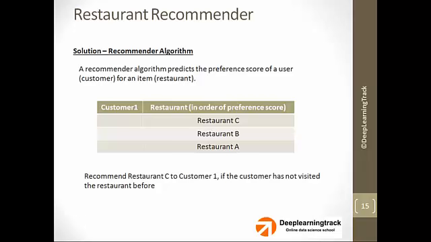According to this algorithm, in this example, customer 1 prefers restaurant C over B and A, and hence the algo will recommend restaurant C to the customer if the customer has not visited the restaurant before, thus allowing the customer to discover a new restaurant according to his liking. So this is how it works, and hopefully, by this you can appreciate how an algorithm is a means to solve a business problem or meet a business objective.